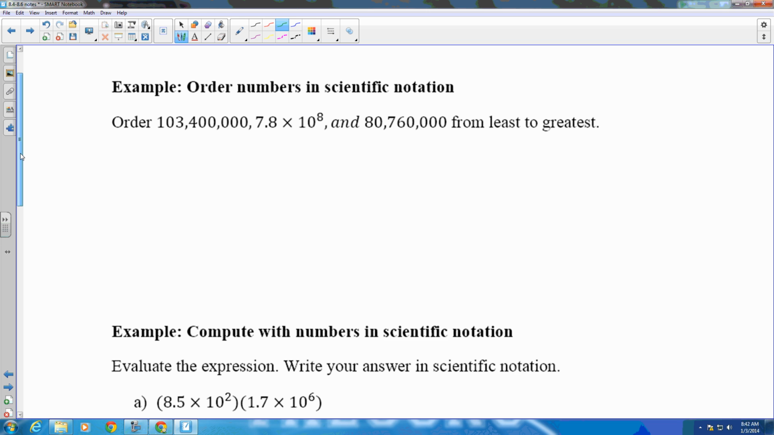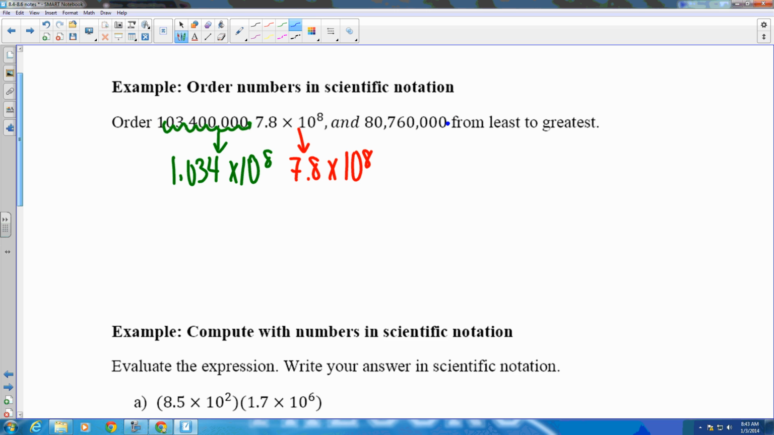Okay, now we need to put these numbers in order. The way we're going to do that is we're going to put all of our numbers in scientific notation and then compare the C values and the exponents. So the first number to scientific notation, 1, 2, 3, 4, 5, 6, 7, 8. 1.034 times 10 to the 8th. Second one's already done for us. I'm going to write them all next to each other so we can compare them to one another.